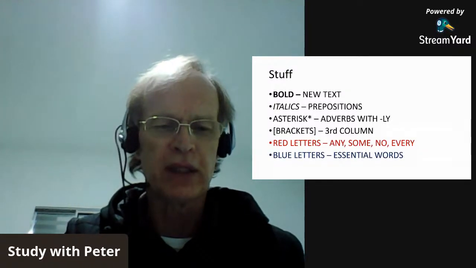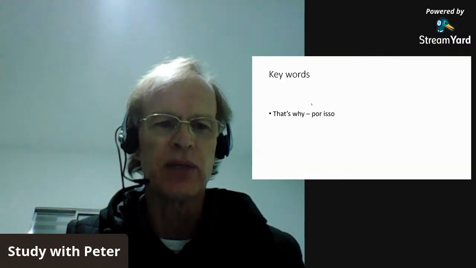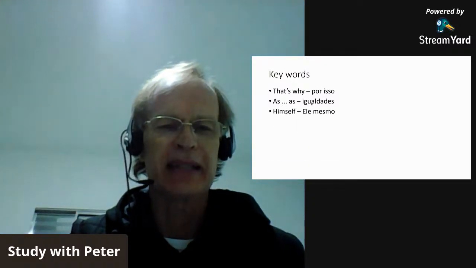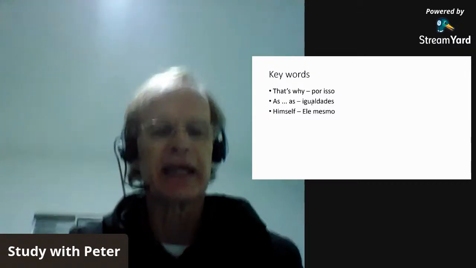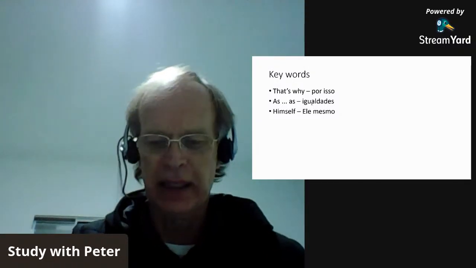The words in blue will be the essential words, and then the underline will be the key words. Now, the key words tonight: that's why, again, look at that a little differently. And then as, igualdades, as. I'm going to make some mistakes, I think, on these tonight in Portuguese, and I need to work on this area, as. Himself, now this is a reflexivo. Himself, ele mesmo.